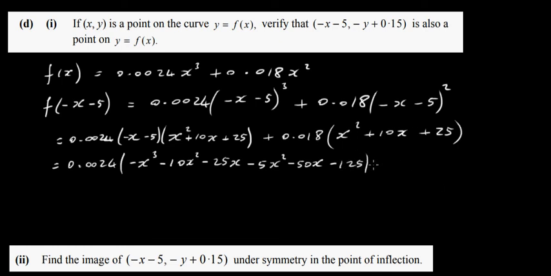Now you've got to multiply this out, so you get 0.018x squared. Plus, I should say, 0.018 times 10. So that's really just going to be, if I multiply 0.018 by plus 10x, I'll get 0.18x. Then finally plus 0.018 times 25 is plus 0.45.